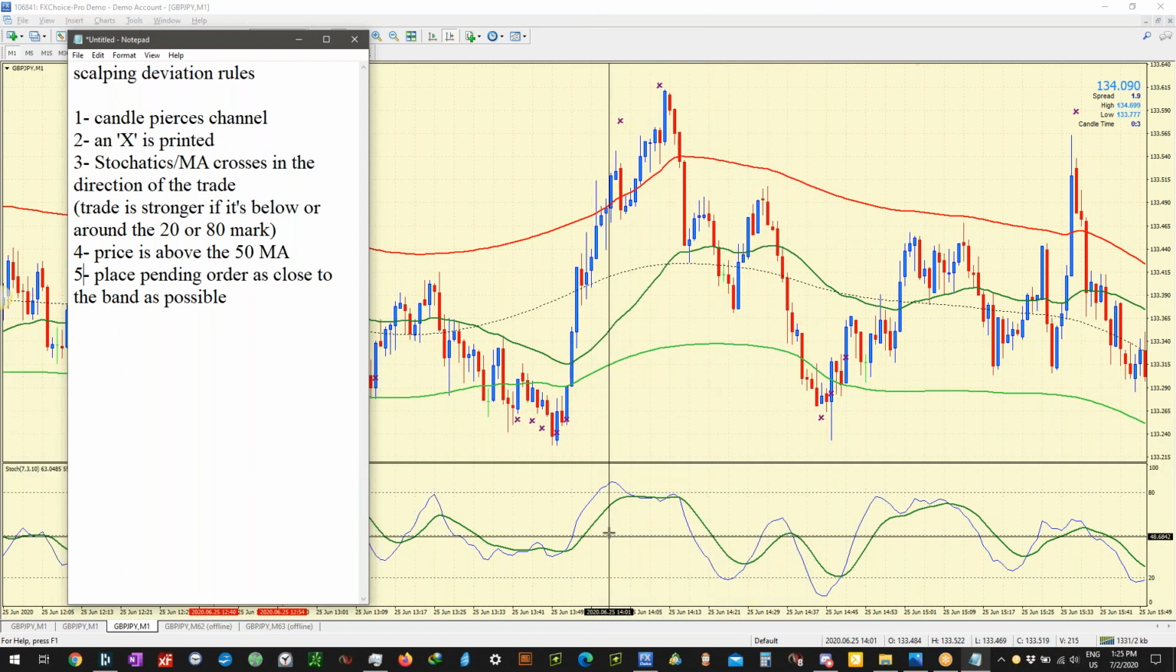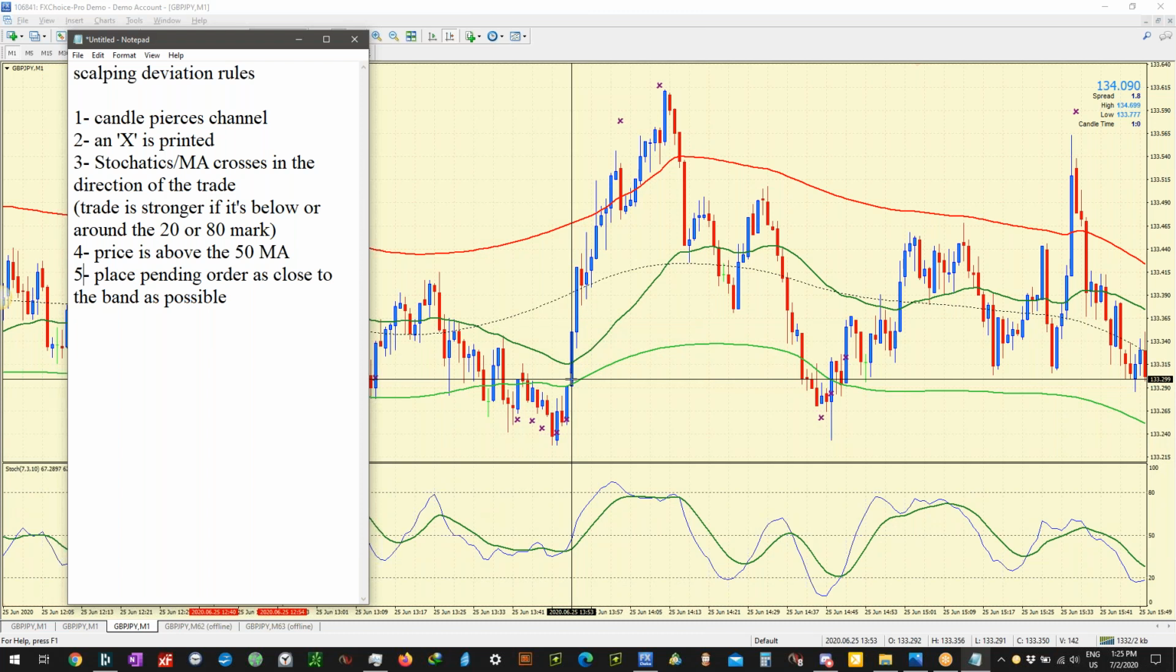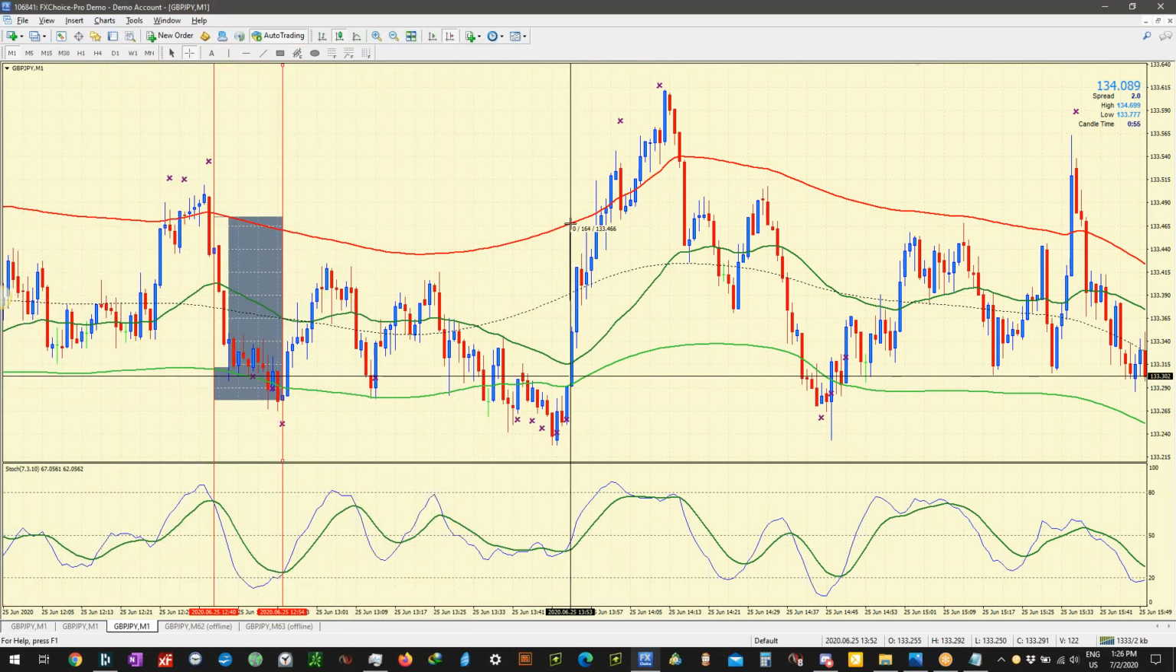Okay, so you place a pending order close to this channel. Where do you target? The opposite band, not the band, but a few. And as you can see, that spike hits it. If you don't get it, this candle will get your 15 pips of profit.